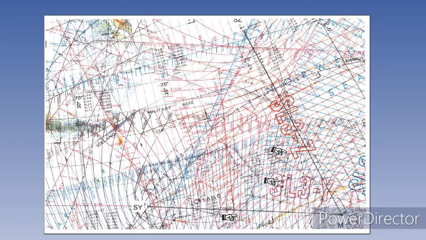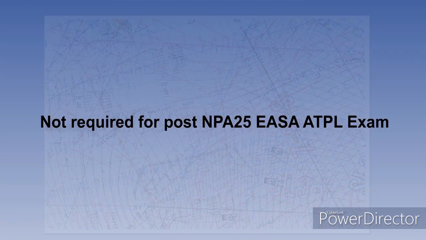As Loran C was due to be closed down in 2010, it has been withdrawn from the post-NPA 25 EASA ATPL learning objectives, and no questions on it should appear in examinations following that syllabus. However, because this course may be followed by those taking pre-NPA 25 courses, a short lesson covering some essential examination points is included as part of this course.